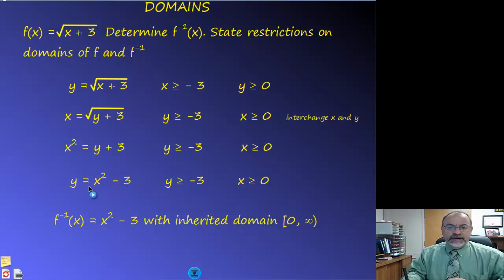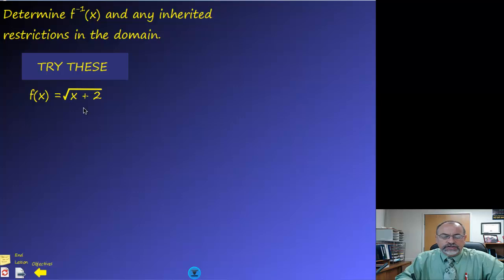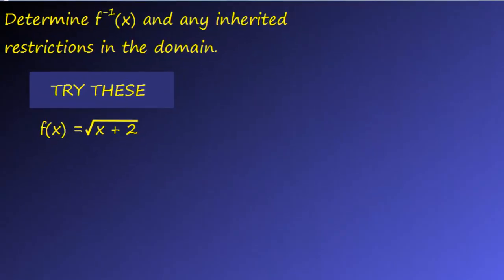So when you're doing domains and you're doing inverses, you're going to need to determine the domain of the original function, the range of the original function, and then when you switch your x and y values, you're going to switch the domain and the range as well. So let's do this one example where we have the f of x function is equal to the square root of x plus 2. We need to find the domain and then the inherited restrictions on the domain, if there are any. So again, before we begin, I would like to determine the domain and range of the original function, because we're just going to switch those when we get our inverse function.